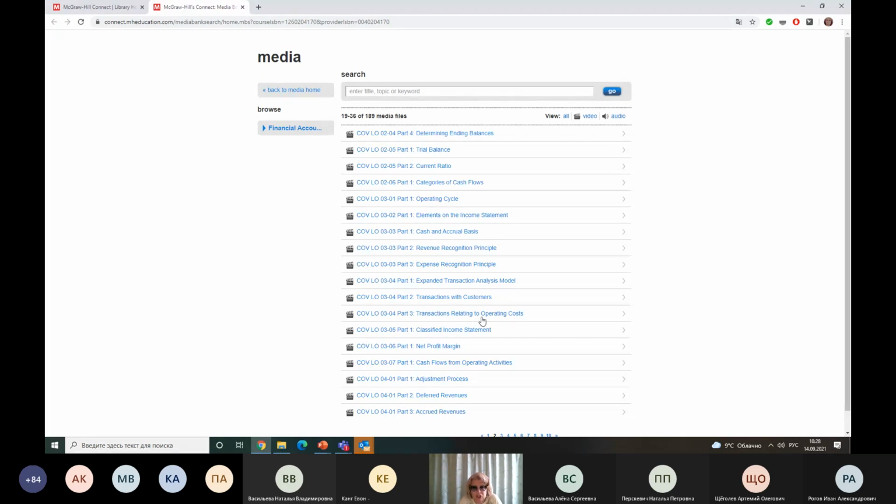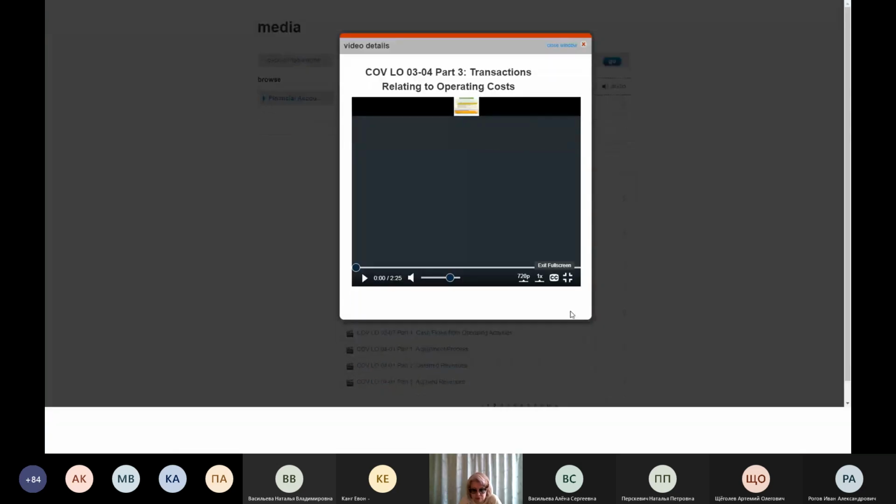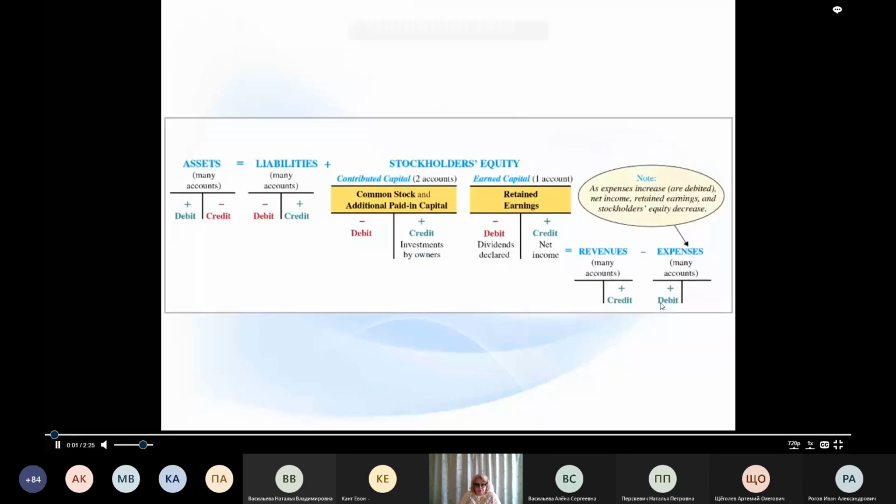Well, let's discuss transactions relating to operating costs. Again, this is the expense recognition in order to calculate the financial result for the period. Let's return to Deanna's Event Planners Incorporated and consider some of the costs that it incurs to generate revenues. We'll apply the expanded transaction analysis model to transactions involving those operating costs.